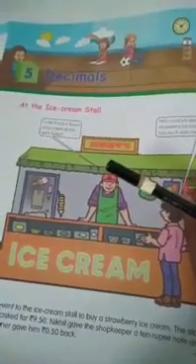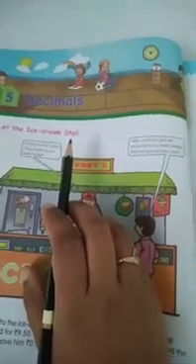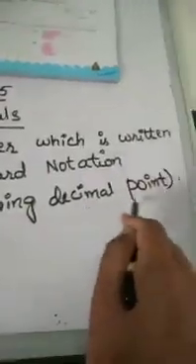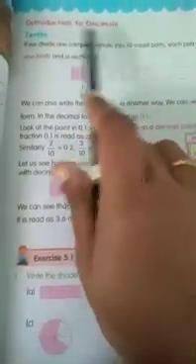Okay, let us start the 5th chapter, decimals. Before we start, we have to know the definition of decimal. Here is the definition of decimal: a number which is written in standard notation containing a decimal point. This is page number 81, introduction to decimal.